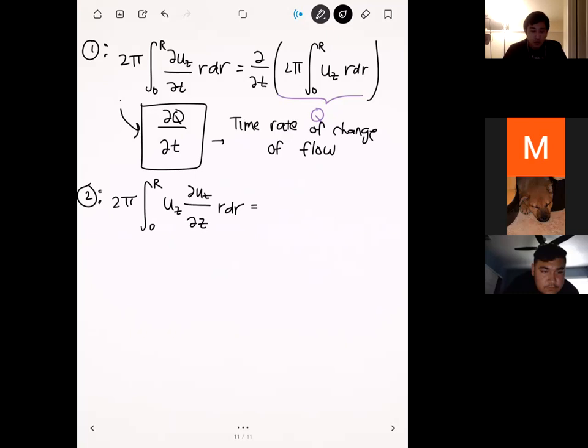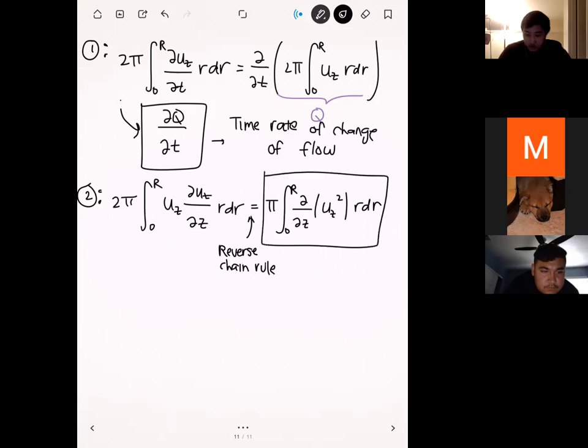And so the tool that we're going to use to do that is the reverse chain rule. Right. And so what we end up with is pi integral from zero to big R of partial z of uz squared r dr, okay? And we're just going to leave it like this for now, okay?